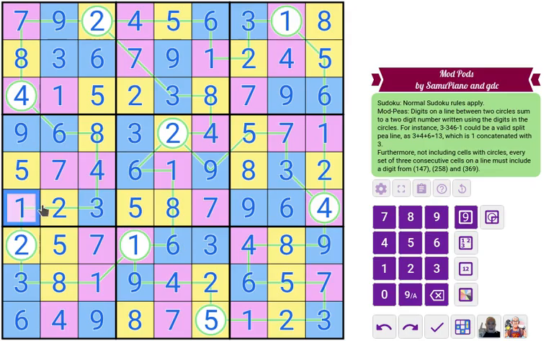Check for this line. I suppose this is correct. So 1, 2, 3, 4 is 10 and 14. Well, this is 24. So good so far.